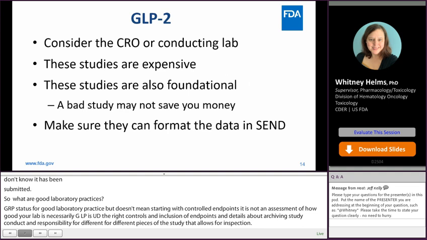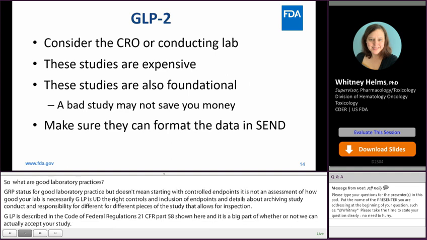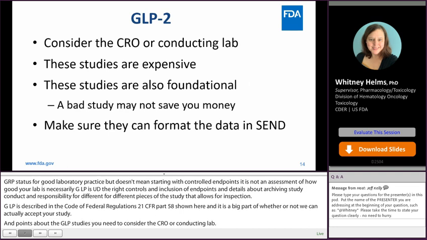So some points about these GLP studies: you need to consider your CRO or your conducting lab. The studies are expensive. You want to make sure they're done right. The studies are also foundational, and a bad study may not save you money.